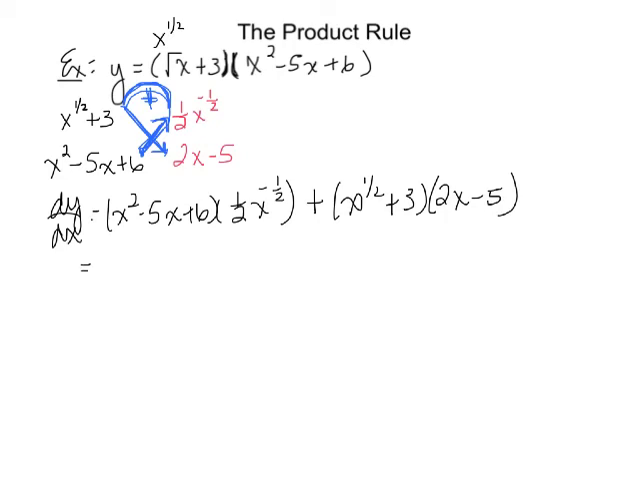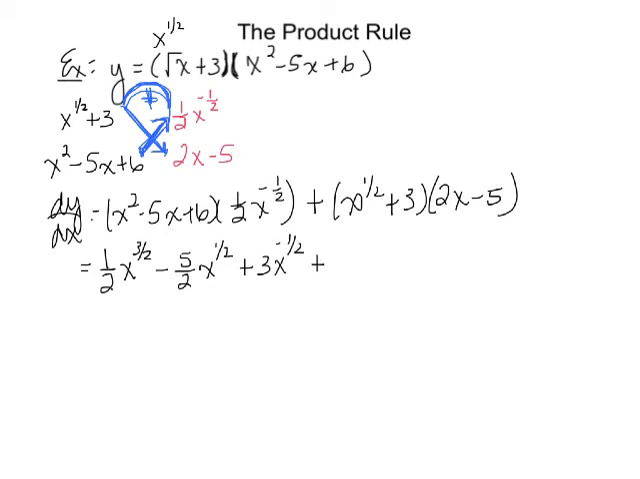Again, algebra, distribute the 1/2 x to the negative 1/2. So that's 1/2 x to the 2 minus a half is 3 halves. 2 is 4 halves, so 4 halves minus 1/2 leaves us 3 halves. Minus 5 times a half is 5 halves, x to the first minus a half is x to the 1/2. Plus 6 times 1/2 is 3, or 1/2 of 6 is 3, x to the negative 1/2.